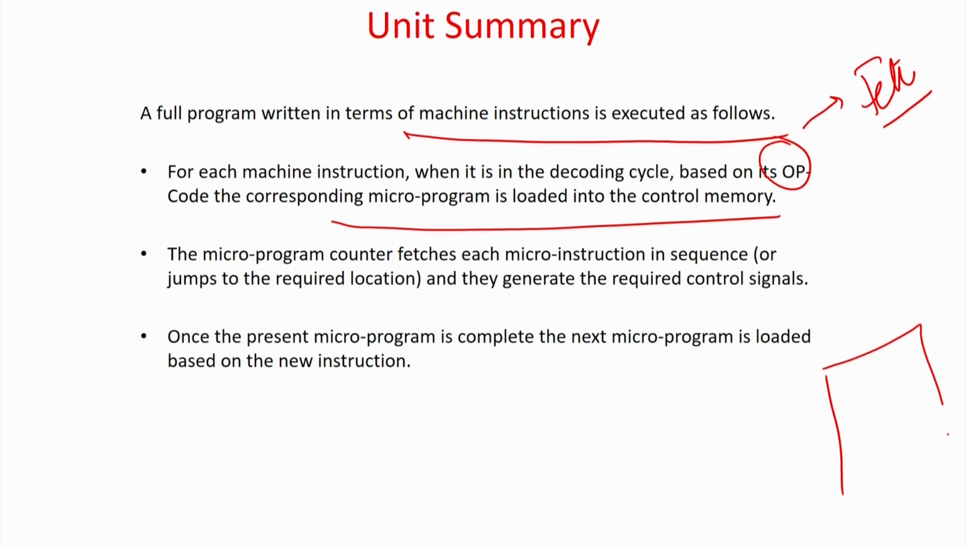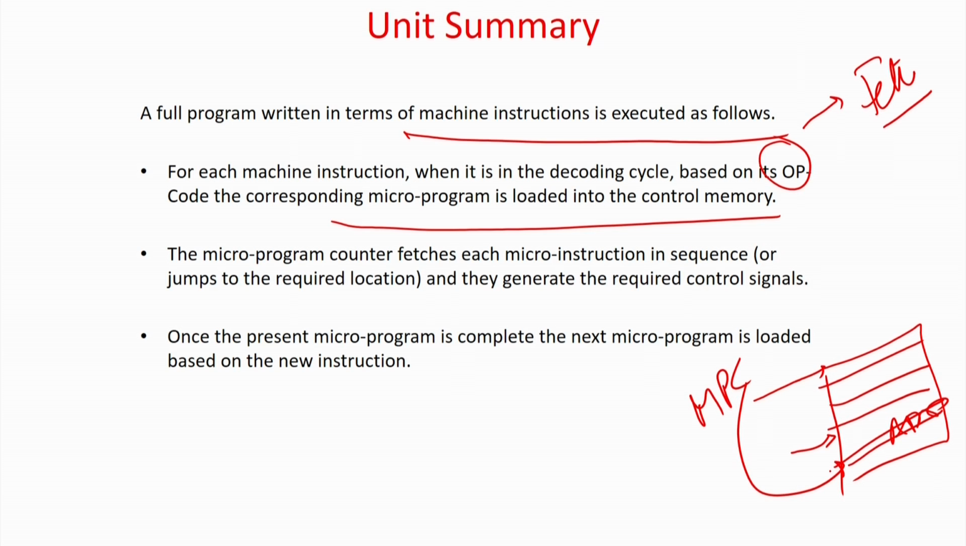If this is your microprogram memory, maybe these 3 are dedicated for fetch. Whenever a new macro instruction is to be executed, the microprogram counter will point to this. After it is done, it will come to the end of the fetch part. Then the instruction register decodes what the exact instruction is. If it is add, store or load, accordingly the MPC will be pointed to a different part. Maybe this part of the memory corresponds to add, so it will jump over here. Maybe this is for subtract or multiply. If it is multiply, it will jump from here to here.